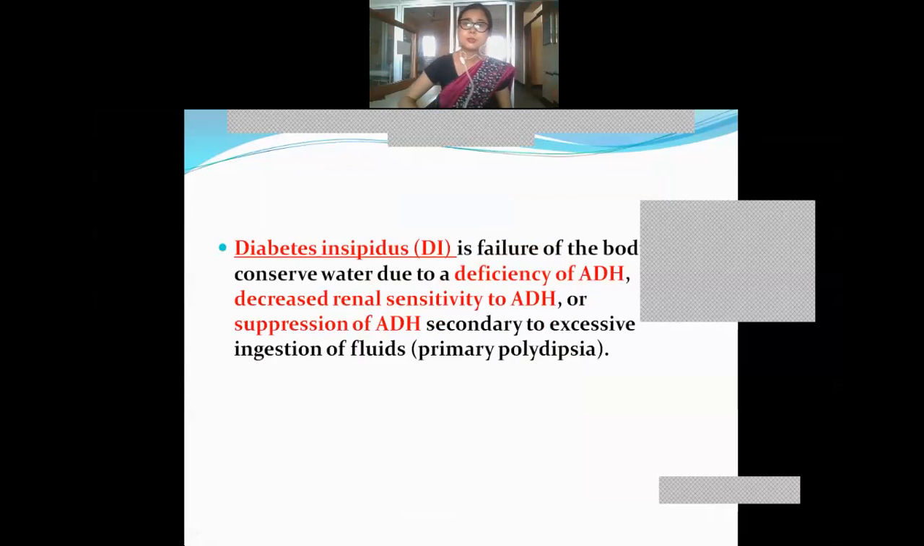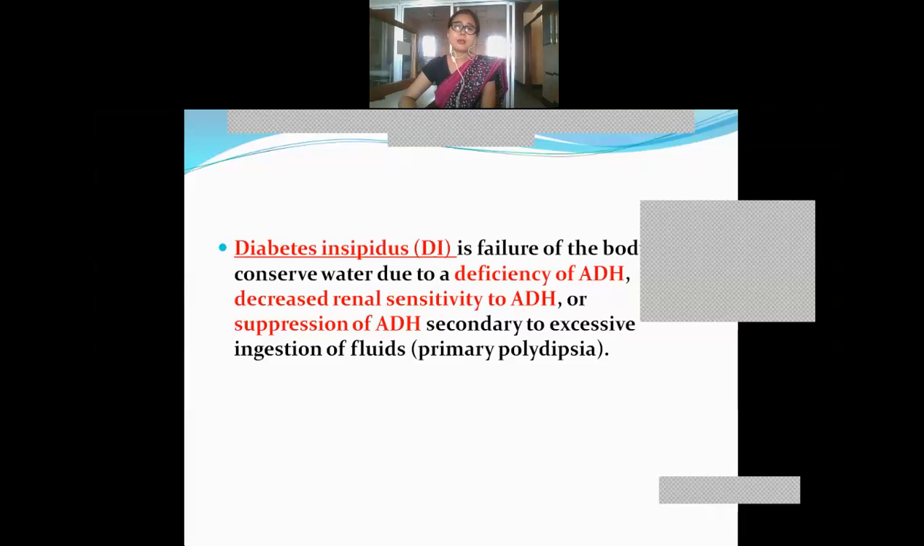So diabetes insipidus, or DI, is failure of the body to conserve water due to deficiency of antidiuretic hormone, decreased renal sensitivity to antidiuretic hormone, or suppression of antidiuretic hormone secondary to excessive ingestion of fluids. That is primary polydipsia.